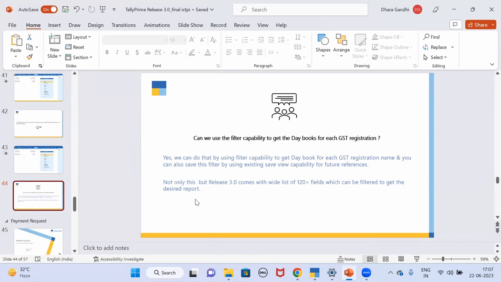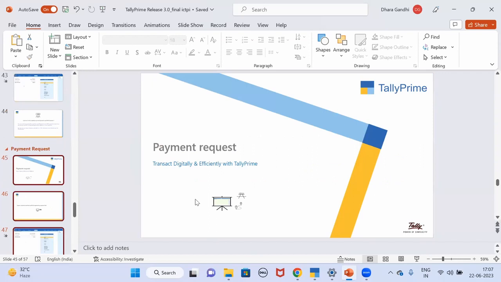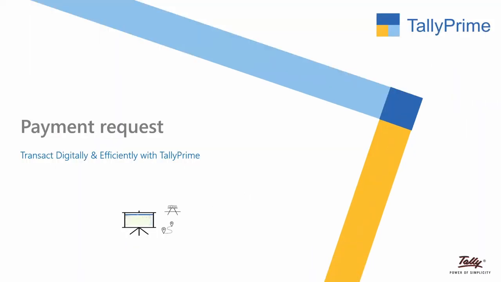Suppose you took 1.5 minutes to open one GSTR1 return; now you will just take 6 to 7 seconds to open that bulky data in GSTR1 or any GSTR3B return. So yes, that glitch has also been removed. Now one more feature has been added under TallyPrime 3.0, that is payment request.